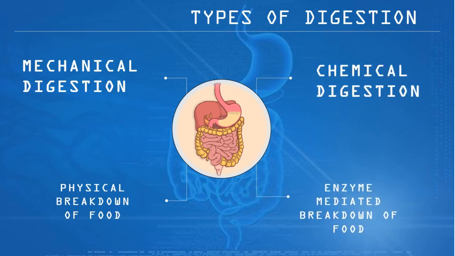When you talk about chemical digestion, it is happening because of enzyme mediation. The gastric juices and the enzymes will act on your food and break it down. This is what you call chemical digestion.